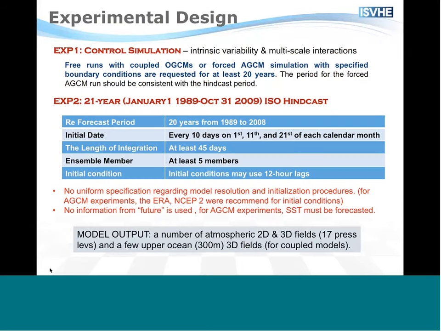This slide shows the high-level experimental design, and roughly speaking, there are two types of experiments. There's a control simulation, which is designed to illustrate what the intrinsic variability is within the model, and also to study multi-scale interactions that might involve annual and interannual timescales or smaller timescales, including weather. Those are typically just 20-year runs, and the experiment has contributions from both coupled OGCMs and forced AGCMs, so there's no restriction there.